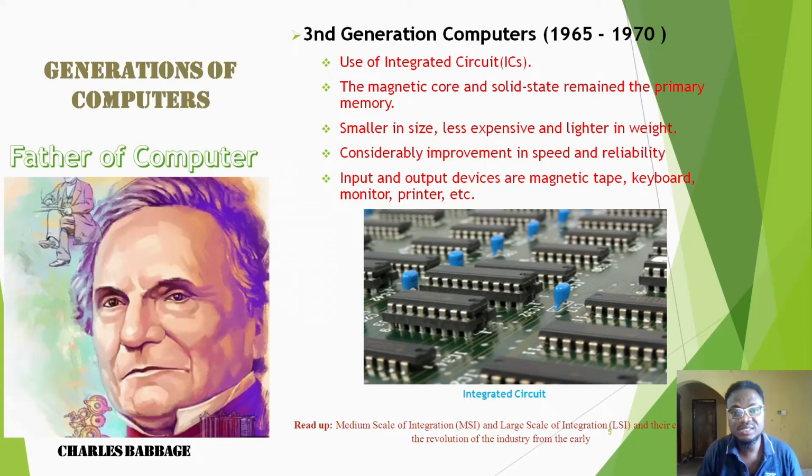Then the third generation used the technology of the mid-90s and is referred to as the minicomputer. They were designed with the use of integrated circuits, in which hundreds of electronic components were built into a single silicon chip. The magnetic core and the solid state remained the primary memory. There was an improvement in terms of speed and reliability, less expensive and lighter in weight. The inputs and outputs of this generation of computers are magnetic tape, keyboard, monitor, mouse, etc.